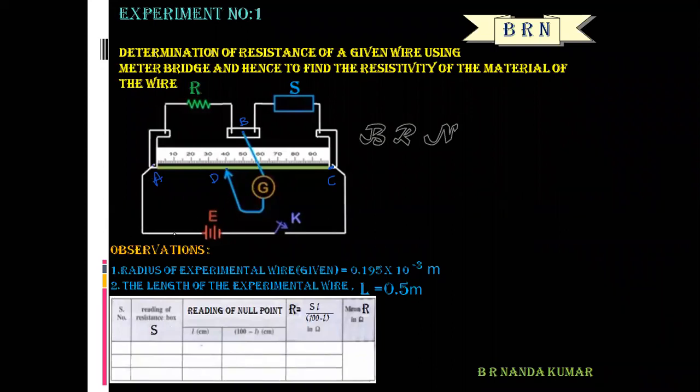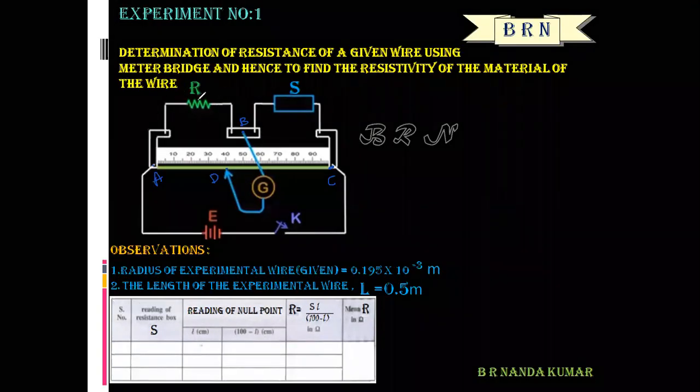In this experiment, there are two very important observations. Number one, the radius of the experimental wire is given. That value is 0.195 × 10^-3 meter. The second observation is the length of the experimental wire, which is also given. The length of the experimental wire is 0.5 meter.